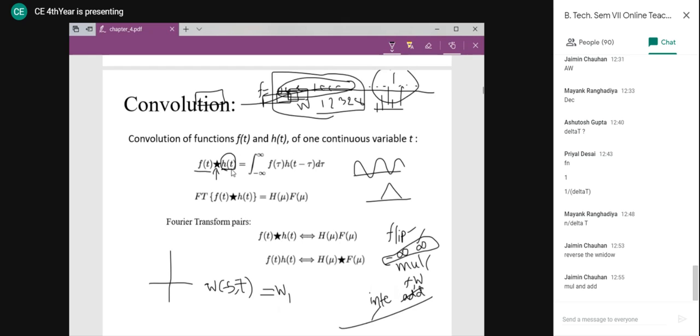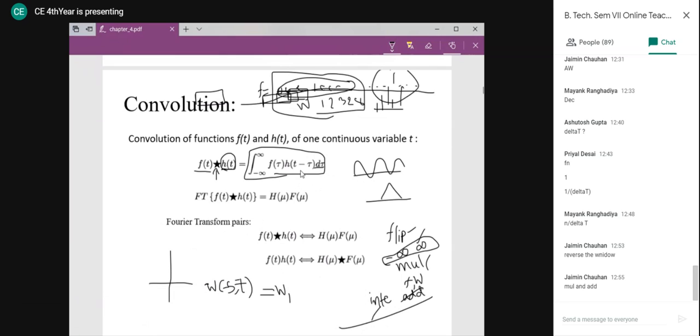So now if I want to flip this, whatever variable I have, that should be negative. So here, what is the variable in this integral? Variable is not t. My variable is tau. So what should I have? I should have f tau into h tau. I mean, f tau and h tau are my two functions because my variable is tau here.